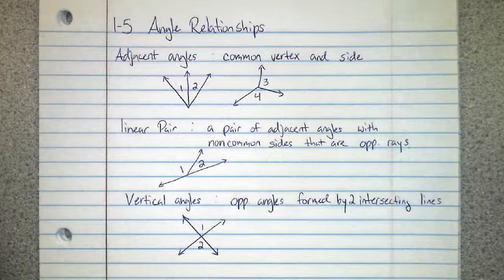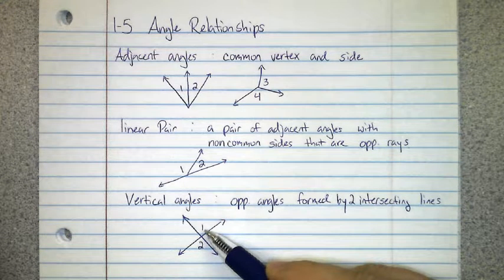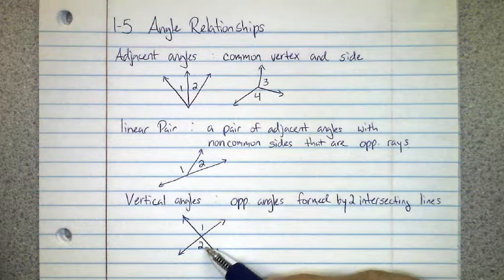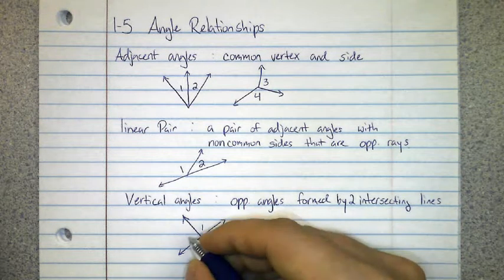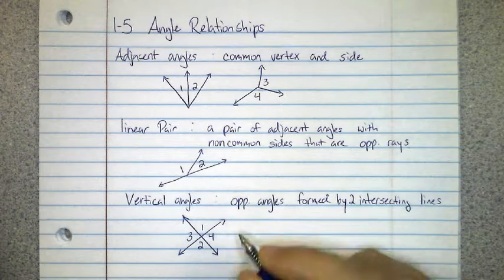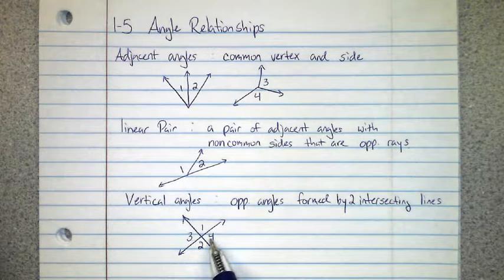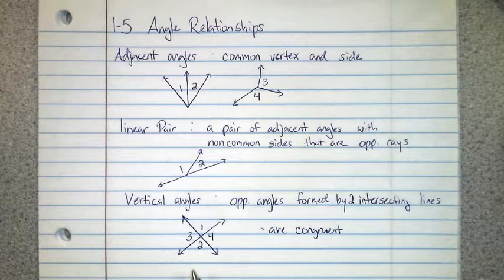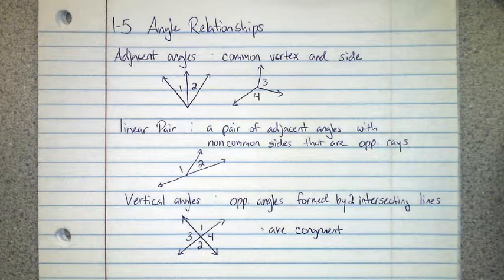The other interesting thing about vertical angles that you should know is that they are congruent. So the measure of angle 1 is equal to the measure of angle 2. Likewise, angles 3 and 4 are also vertical angles, and they also are congruent. So these vertical angles are congruent, meaning they're equal. So if this, for example, was 45 degrees, this would be 45 degrees. If this was 50 degrees, this would be 50 degrees, and so forth.